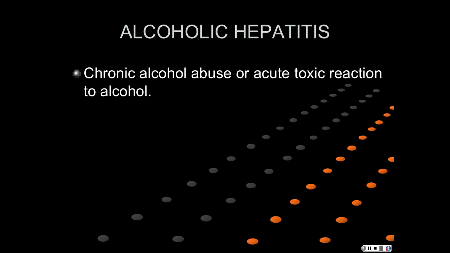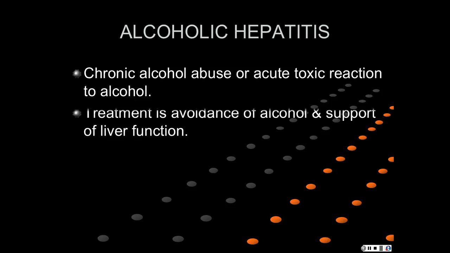Okay, the first type that we're going to look at is alcoholic hepatitis, and that is due to chronic alcohol abuse or acute toxic reaction to alcohol. The main thing, once it's alcoholic, obviously, treatment is to avoid alcohol and to support liver function. Much as the liver cells cannot regenerate, if an individual who is an alcoholic has developed hepatitis in the early stages and they stop drinking, they have a better prognosis than somebody who continues to drink.